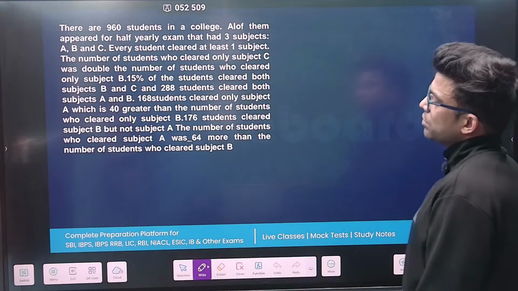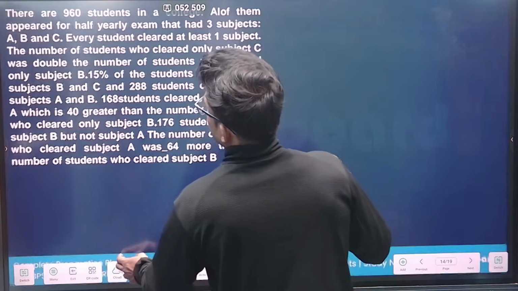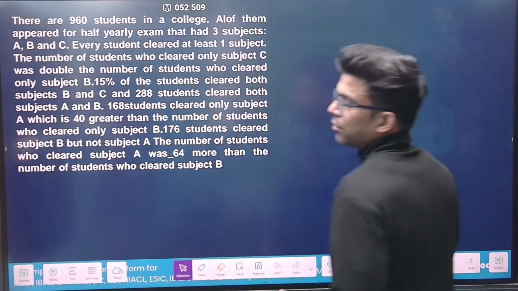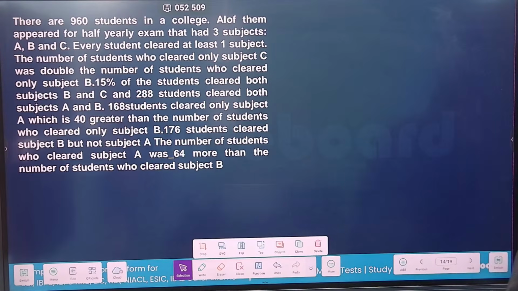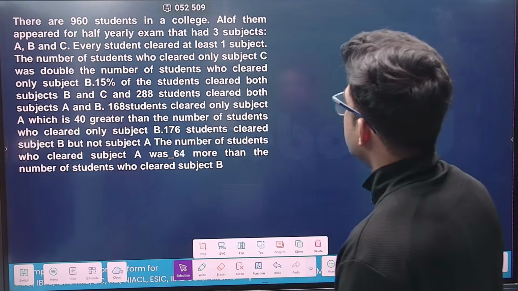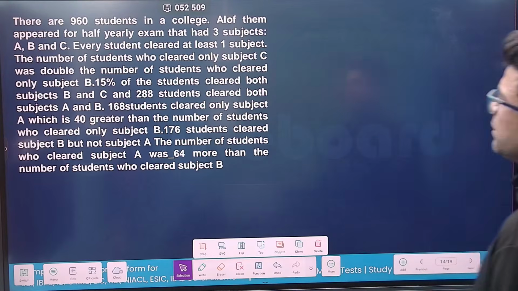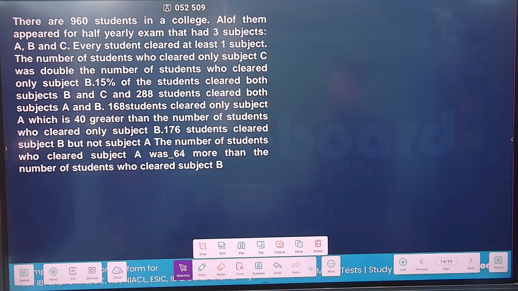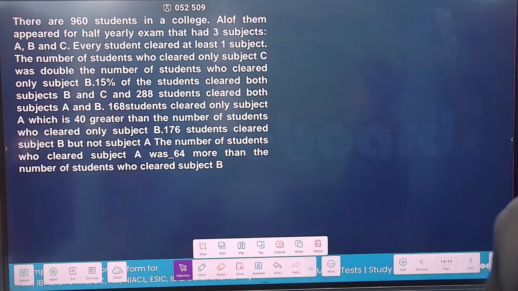Now see, you have one more question. This is the question. Because these are consecutive 2-day classes, this class will go for 2 days. So this is again a question. A lot of students all appeared for a half yearly exam that had 3 subjects. Again, you are going for 3 subjects, so a 3 set Venn diagram will be made quickly.